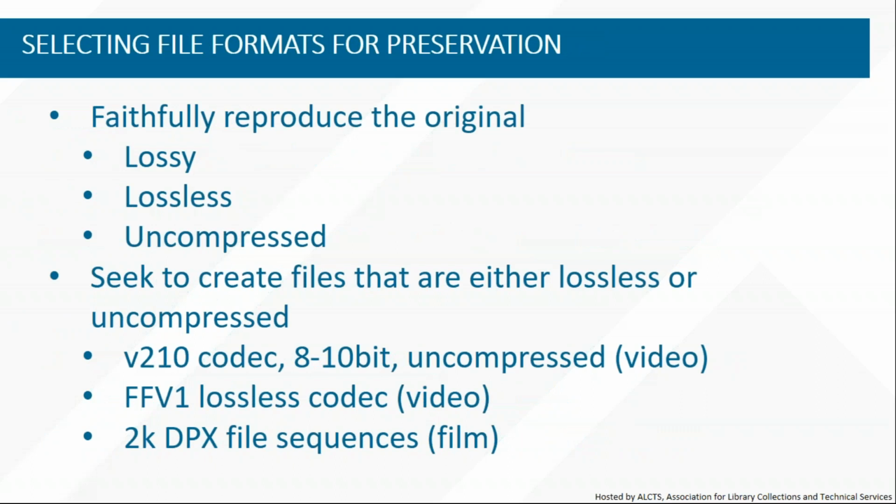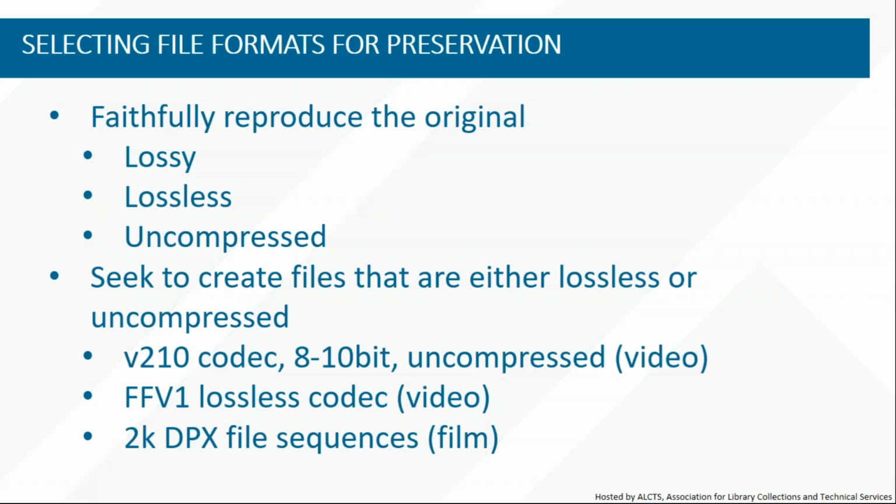So just to recap this last part of this presentation, there are lossy, lossless, and uncompressed files. You want to be able to faithfully reproduce the original, and in order to do that, you need to capture as much information as possible, which means you need to consider either lossless files or uncompressed files. And some examples include the V210 codec in an uncompressed environment, or perhaps FFV1 in the lossless environment, and in film, 2K DPX file sequences.